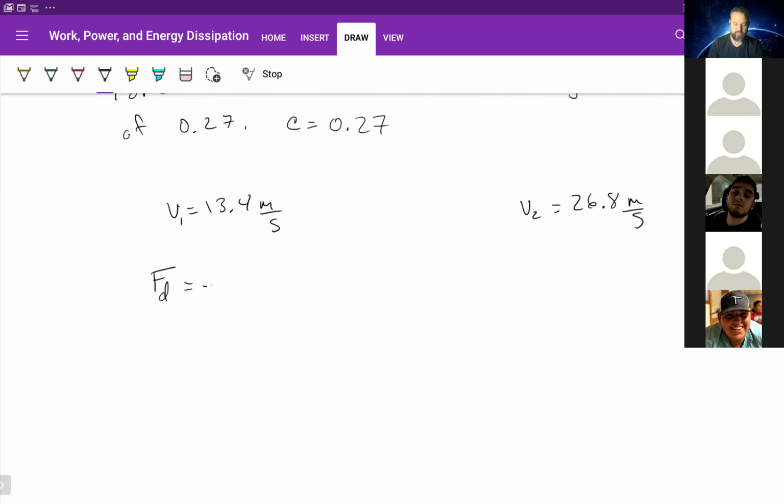So we've got negative 0.27 times our velocity squared. When you plug that into the calculator, let me redo this, because it looks like I made a mistake in my notes.